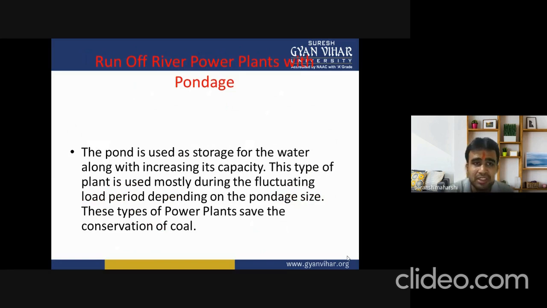Now we will discuss the run-of-river power plant with pondage. The pond is used as storage for the water along with increasing its capacity. This type of plant is used mostly during the fluctuating load period, depending on the pondage size. This type of power plant saves the conservation of coal.